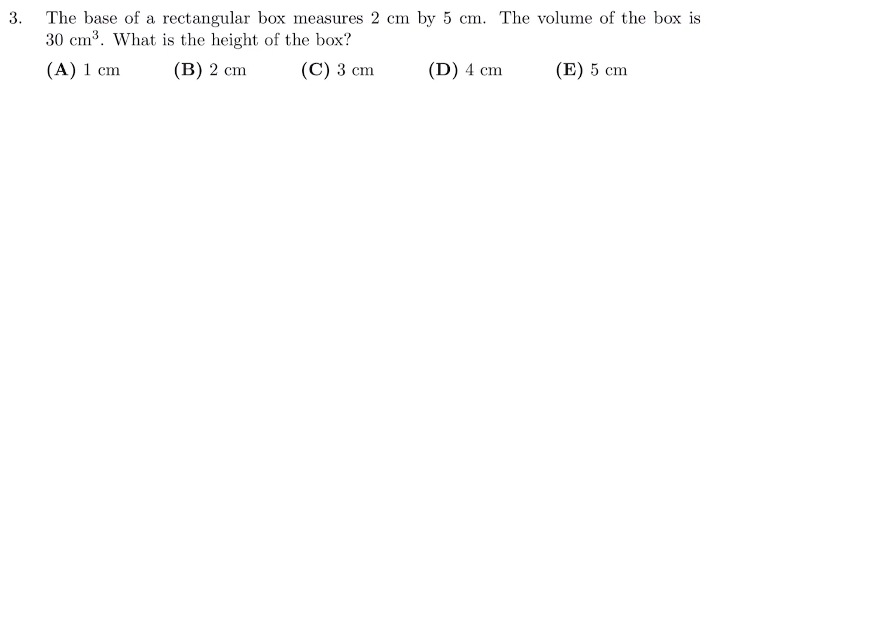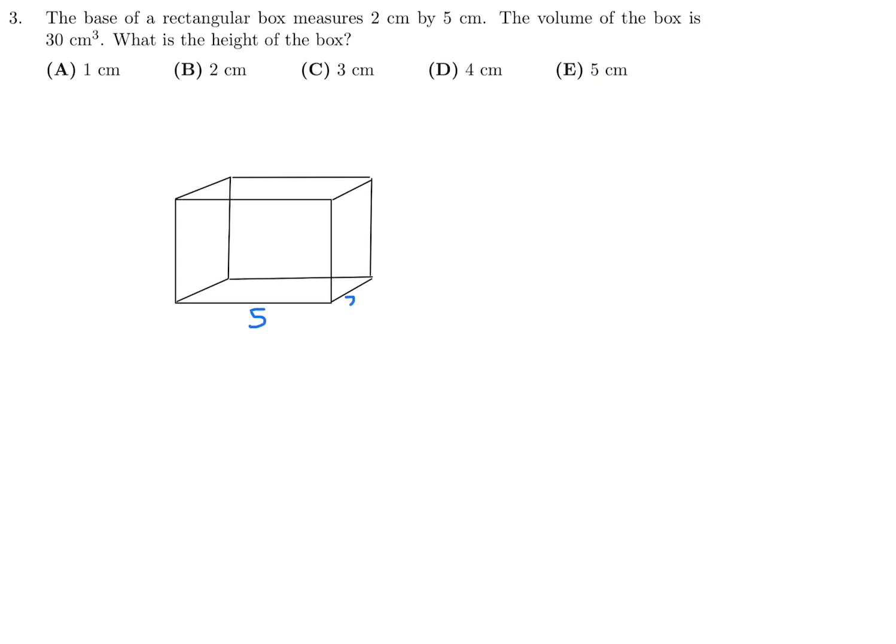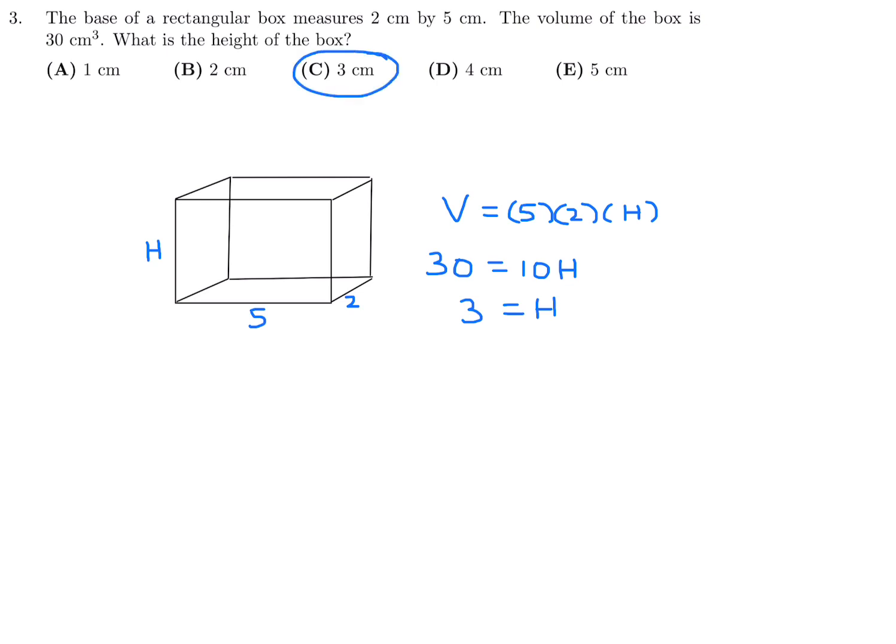The base of a rectangular box measures 2 by 5. The volume of the box is 30. What is the height of the box? So you have a box whose base is 5 and 2, and we have a height, of course. The volume is given by length times width times height. In this case, it would be 5 times 2 times h. And the volume they've told you is 30. So 30 is equal to 5 times 2 times h, which is 10h. Dividing through by 10, h is equal to 3. So number 3, the answer is 3, and that's choice C.